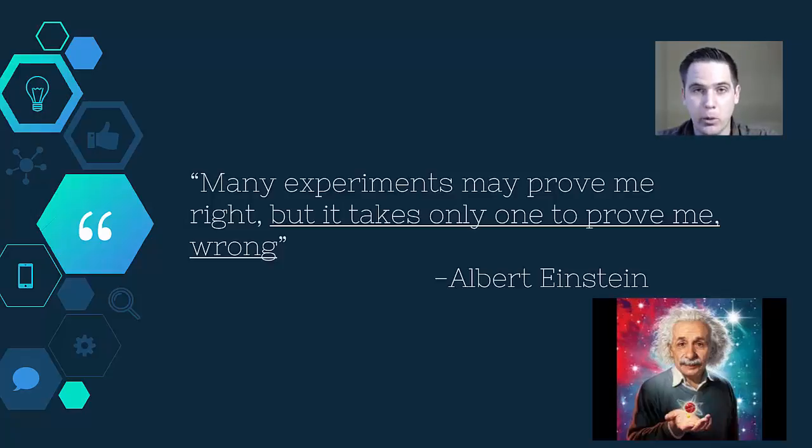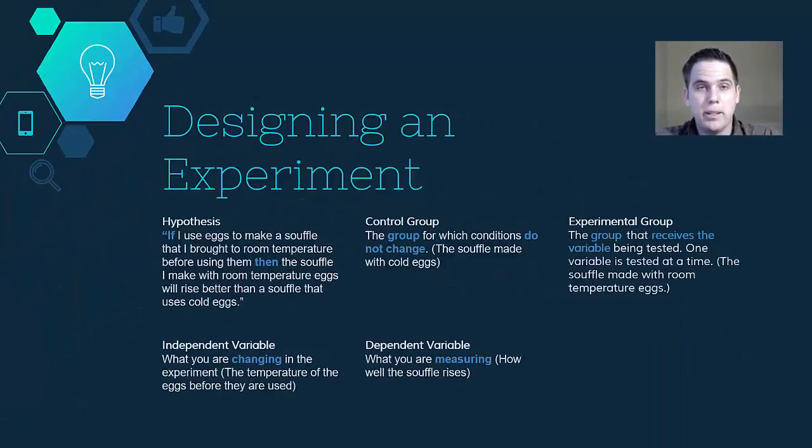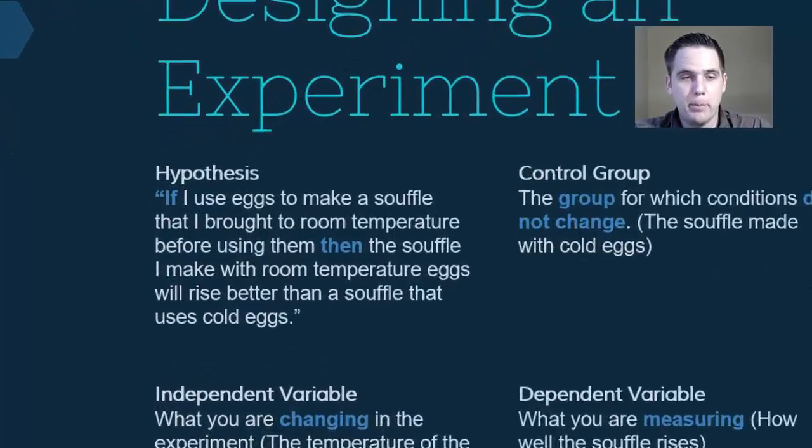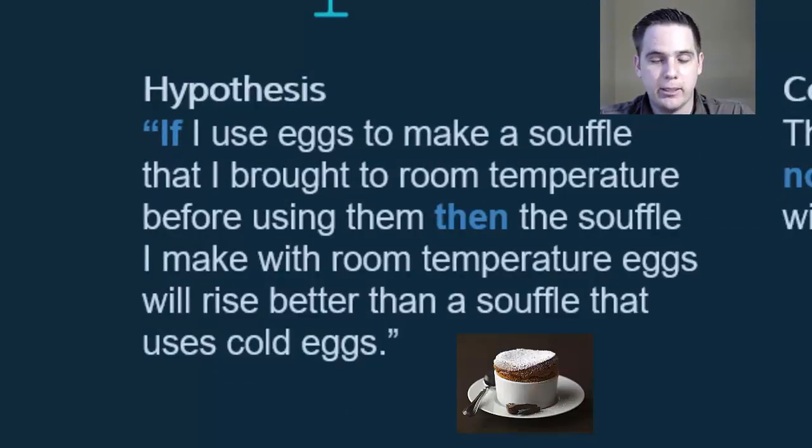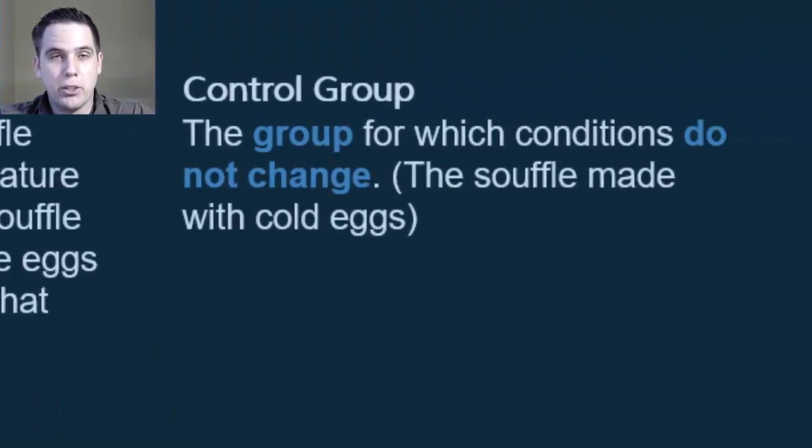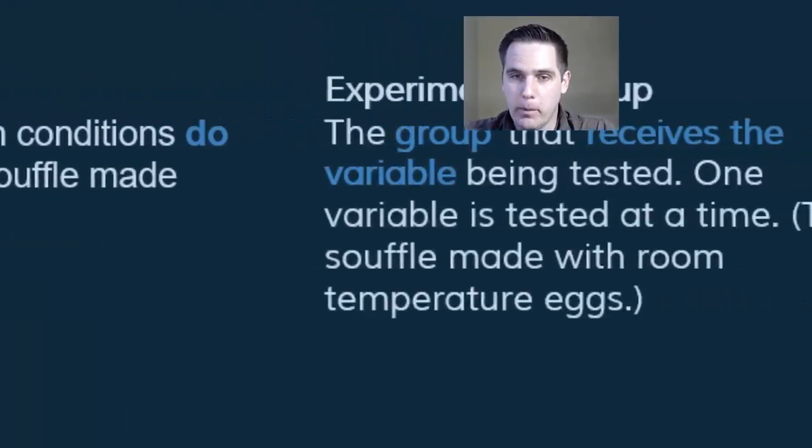Now, in addition to making sure that you have a good hypothesis, you must also make sure that the experiment you design meets certain minimum standards. One, of course, is having a good hypothesis, one that's specific and testable. Two, make sure you have clearly identified that you have a control group and an experimental group.